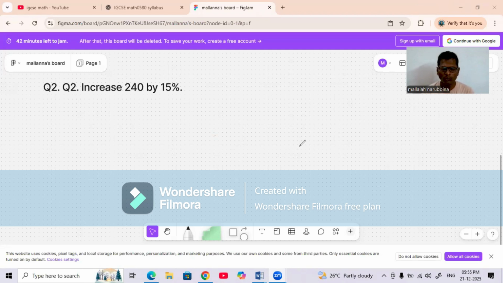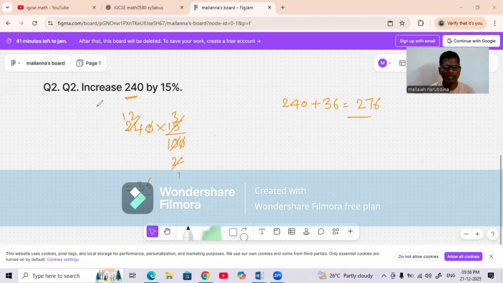Increase 240 by 15%. This can be done in two ways. First method: first write the number 240 times 15%. The 0 gets cancelled. 5 twos are 10, 5 threes are 15, 2 ones are 2, 12 threes are 36. Add this 36 to 240. 240 plus 36 will be 276. So by increasing 240 by 15%, it will become 276.